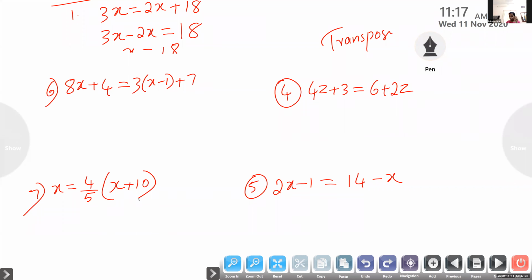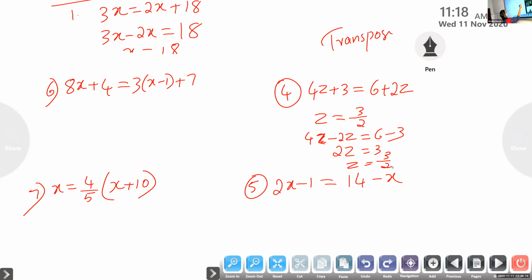Ma'am, what is the fourth question's answer? Is it 3 by 2? Yes, it is 3 by 2. 4z minus 2z equal to 6 minus 3, so 2z equal to 3, z equal to 3 by 2.